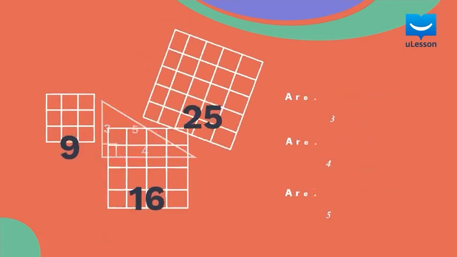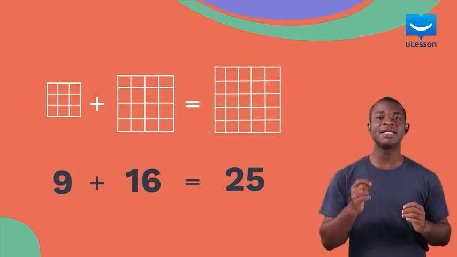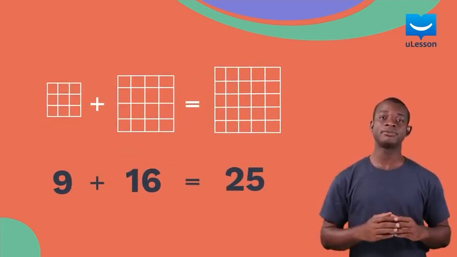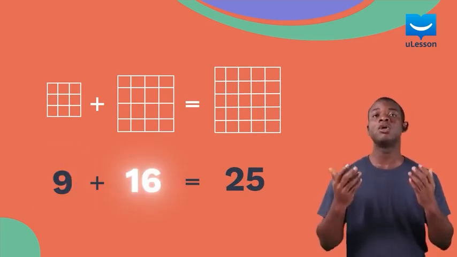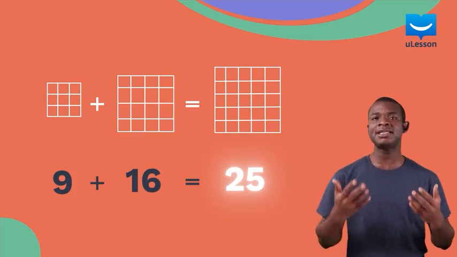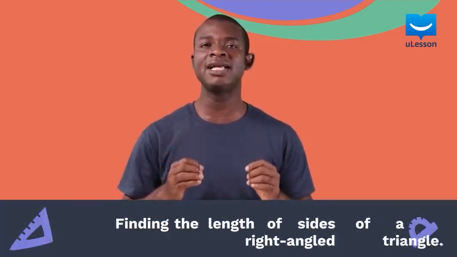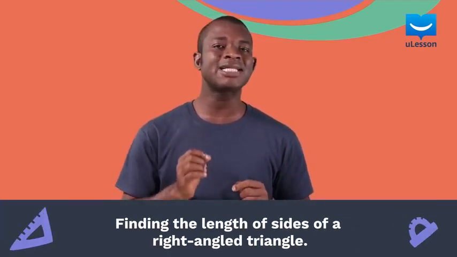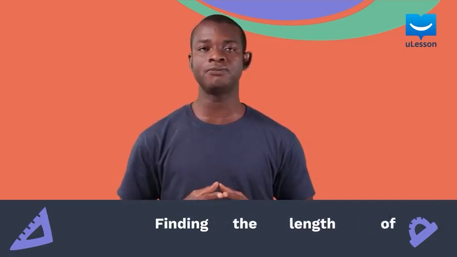So if we sum the area of the squares in the first two cases, we will see that it gives us the area of the third square, that is 9 plus 16, which equals 25. That is exactly what the Pythagoras theorem says. The Pythagoras theorem is relevant in many fields in maths, especially for finding the length of a side of a right-angled triangle when the lengths of the other two sides are known.